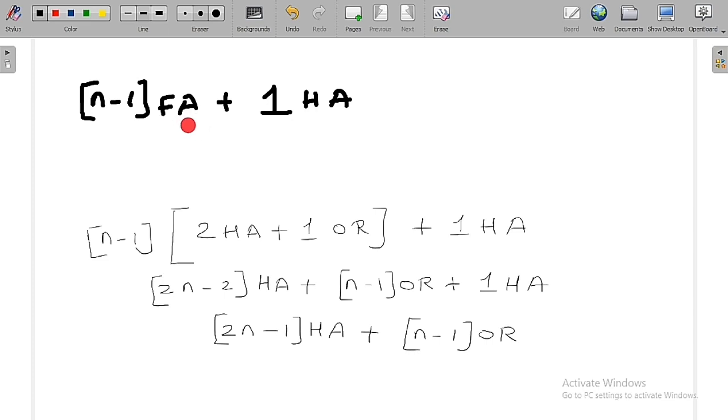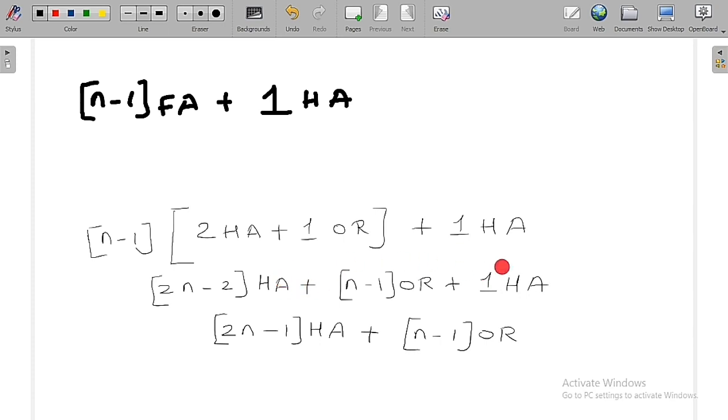I already told you, if you want to implement 1 full adder, we require 2 half adders plus 1 OR gate. So in simplification, n-1 full adders each require 2 half adders plus 1 OR gate, plus 1 half adder. If we multiply the n-1 inside, we are going to get 2n minus 2 half adders plus n-1 OR gates plus 1 half adder.